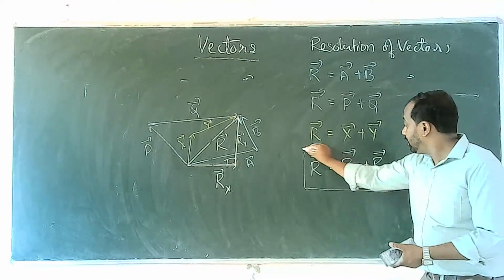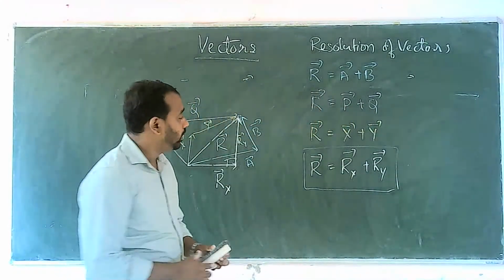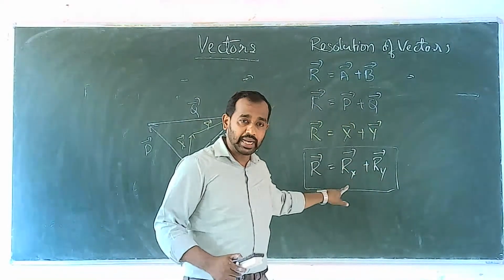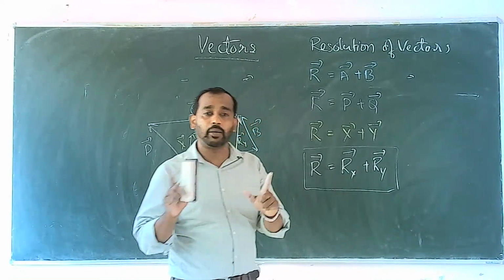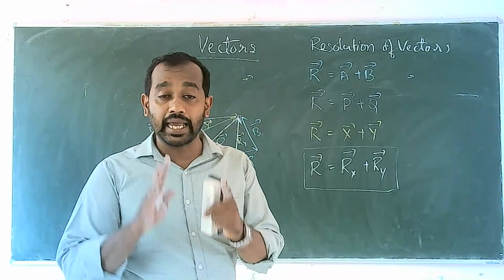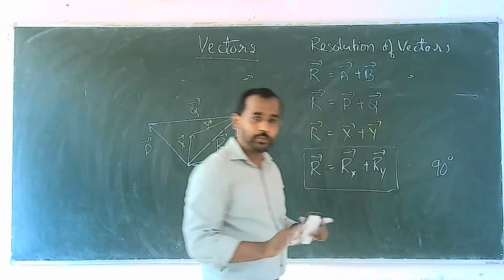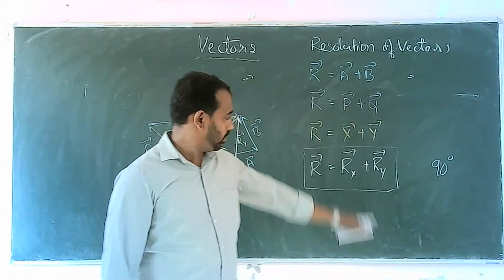Now you can look at it this way. When you do it in this way, these two components Rx and Ry are perpendicular to each other. What is the meaning of perpendicular? They are making an angle of 90 degrees with respect to each other. Okay.